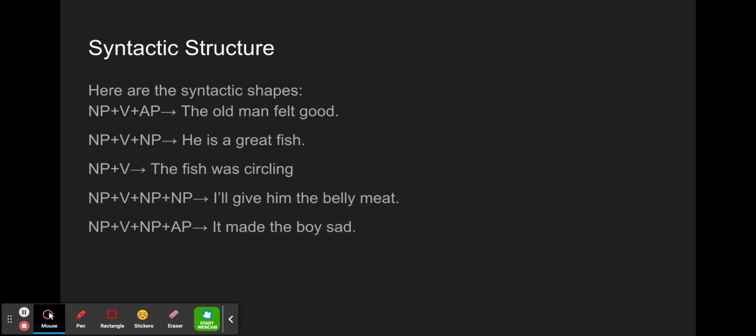From this list, we can see that, for example, while the third pattern contains a noun phrase and a basic verb phrase only, this pattern in any of the other sentences would result in ungrammatical sentences, as for example, the old man felt, he is, I'll give, and it made. Also ungrammatical would be, I'll give him, and it made the boy.